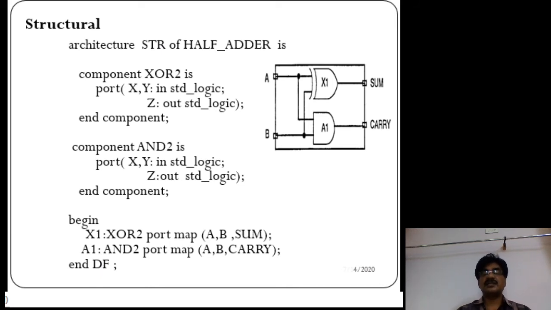So this is the structural style of modeling. In the structural style of modeling, one compulsory declaration is the component declaration. The number of component declarations is equal to the number of different components available in the logic diagram. After begin, the statements are called instantiation statements. The number of instantiation statements is equal to the number of components in the logic diagram. So this is the structural style of modeling.